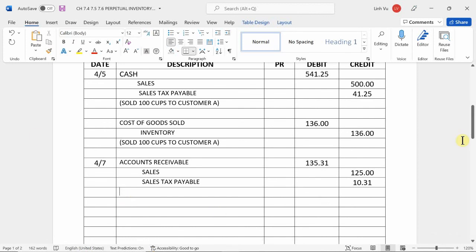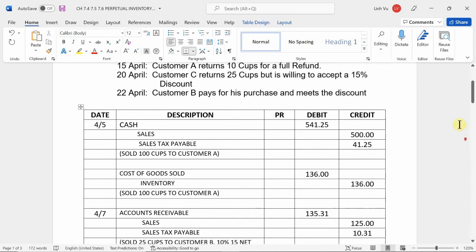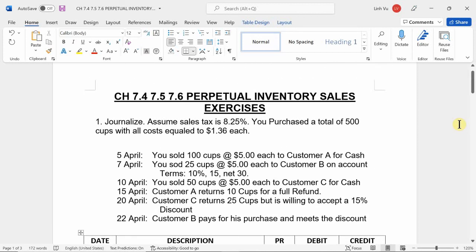You can place your note here as well. You can say you sold 25 cups to customer B. And of course, it's on an account, so you're going to offer customer B 10% if he pays within 15 days. If not, it's due in 30. Making sure that's correct.